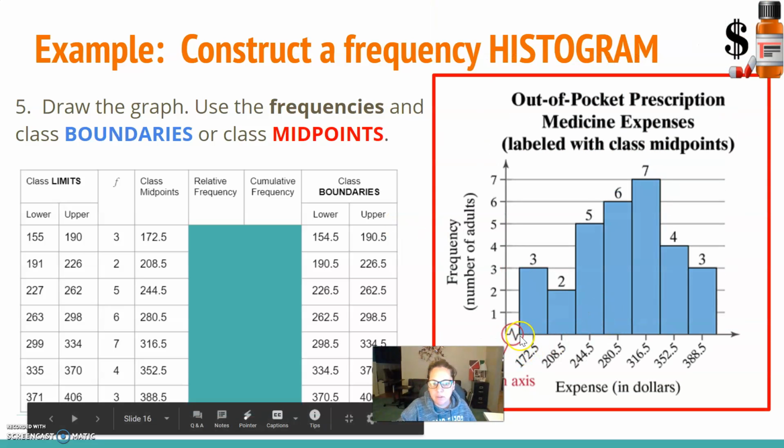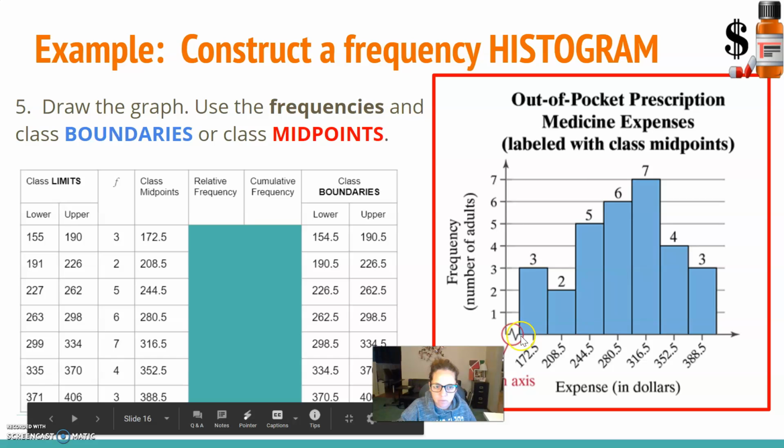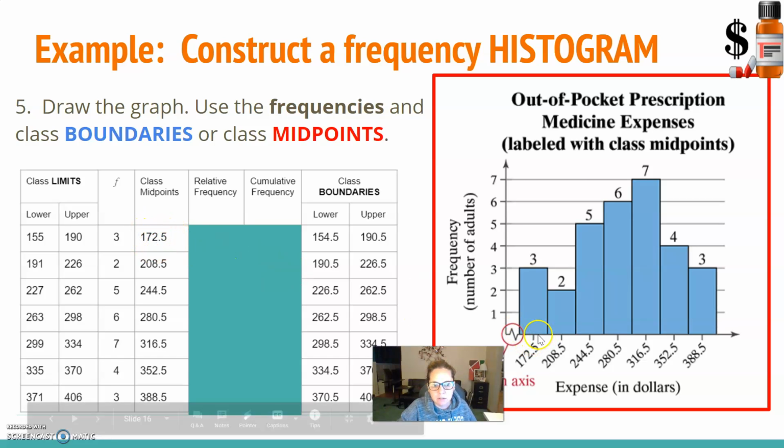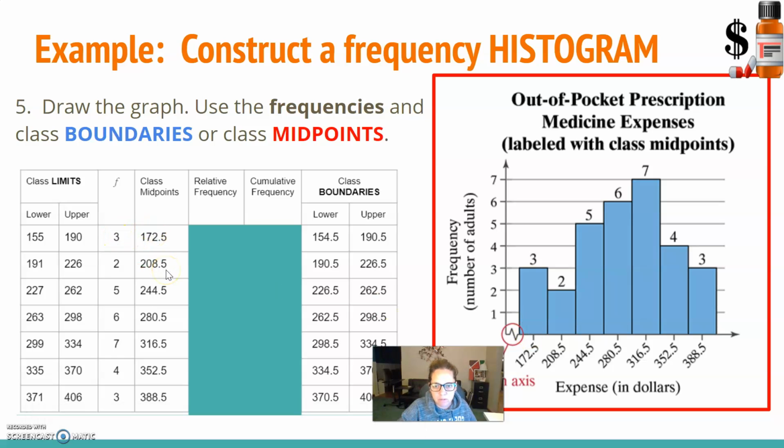And instead of having the numbers on the edges of the class, we would have them in the middle of the bar, and we would use those midpoints then. So 172.5 goes up to 3, 208.5 goes up to 2, etc.